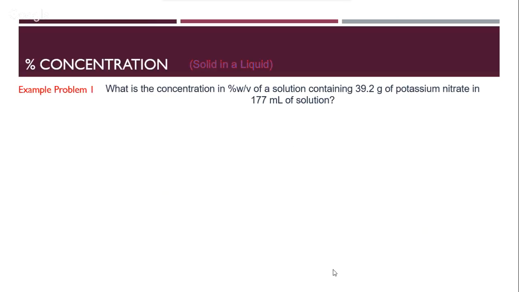Right. There are a few problems. What is the concentration in percent weight by volume of a solution containing so many grams of potassium nitrate in 177 ml of solution? You'll realize that we can find weight by volume as mass by volume.